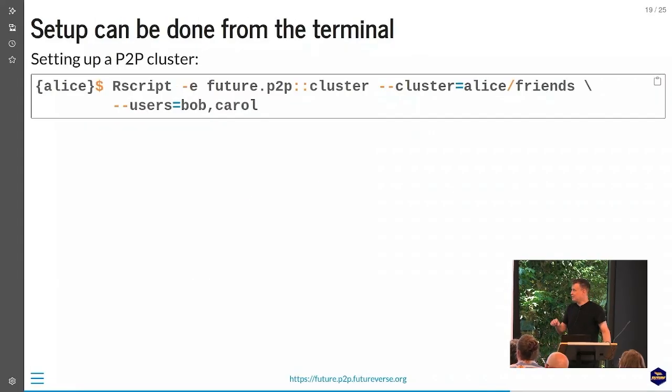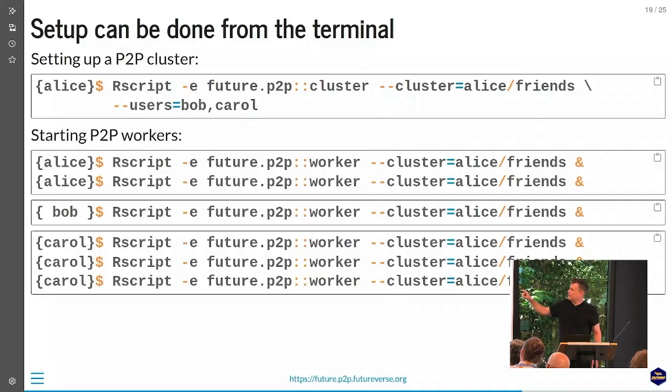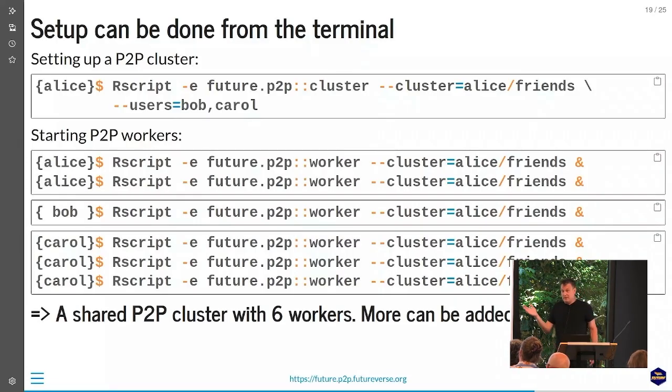This can be done from the terminal. I like this because you don't really have an interactive thing in R. So Alice can launch a cluster like this. And it's easy to launch workers from the terminal. So here's an example where Alice contributes 2 workers, 2 CPU cores, Bob 1 and Carol 3. So that's how you end up with a cluster with 3 workers.